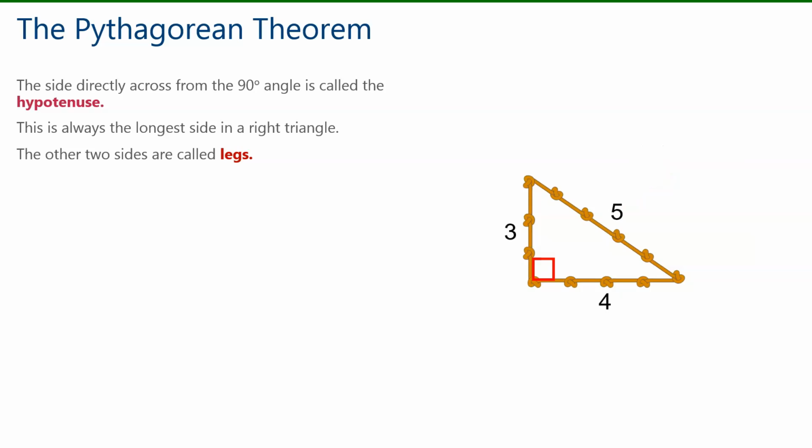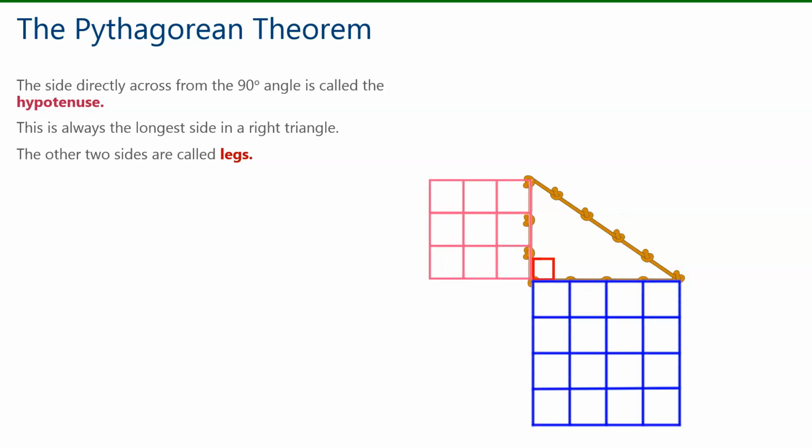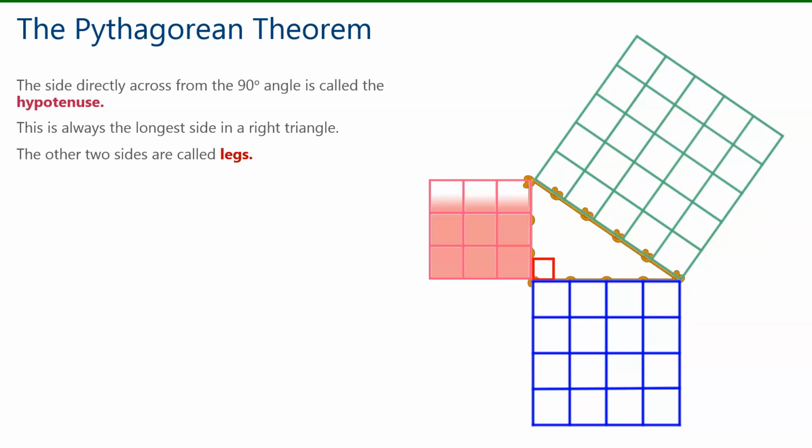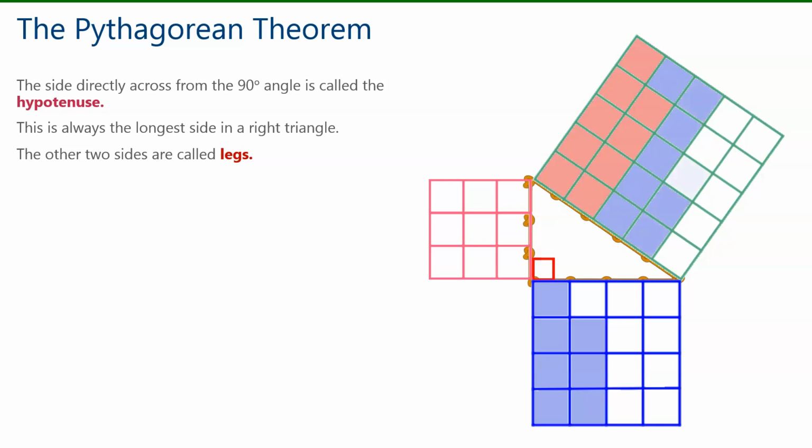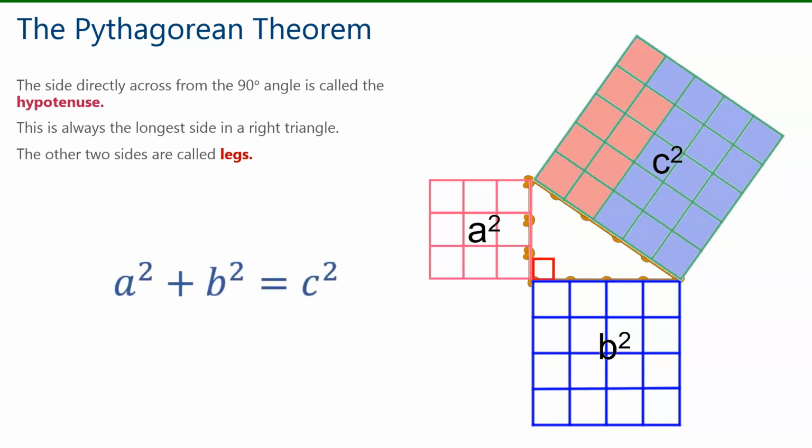Pythagoras noticed a unique pattern in these 3-4-5 triangles and demonstrated the relationship geometrically. When squares were constructed on each side of the right triangle, he noticed that the sum of the areas of the two smaller squares was equal to the area of the larger square. So if this leg is A and this leg is B, and we call the hypotenuse C, then the area of this square would be A squared, the area of this square would be B squared, and the area of this square would be C squared. This relationship can be summarized by the equation A squared plus B squared equals C squared.